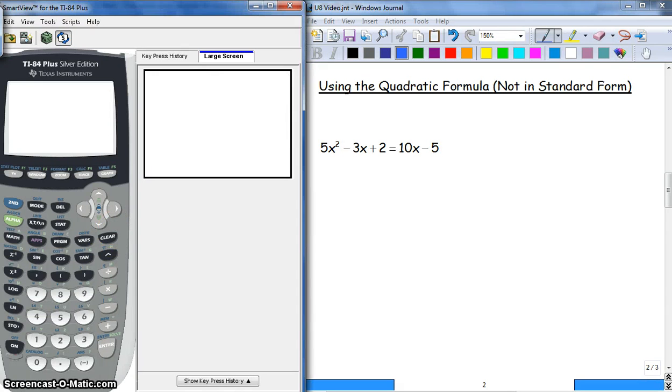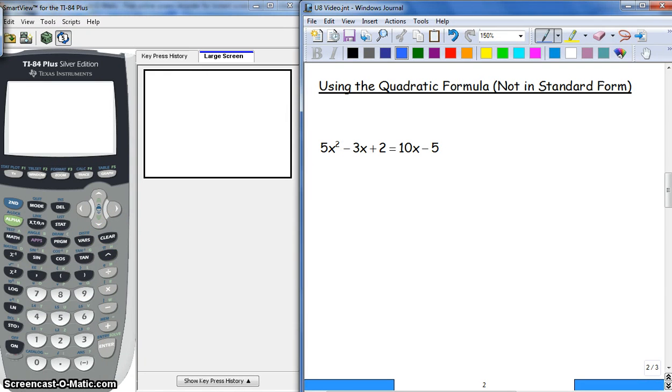This video is going to help you use the quadratic formula when your equation is not already in standard form. So your first step will be to move this into standard form. And you want to have your x squared, your x, and your constant, or your regular number, in that order on one side of your equation. And you want it all to be equal to 0. So basically this 10x and this minus 5 both need to move over.